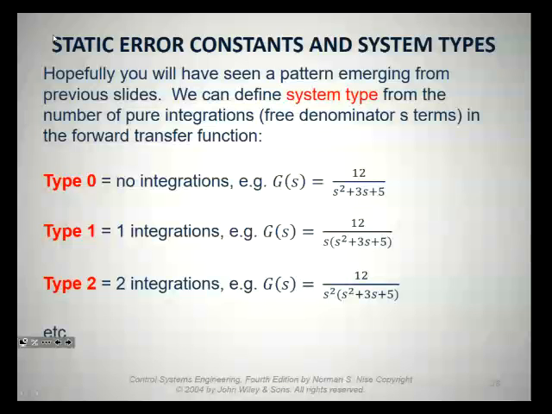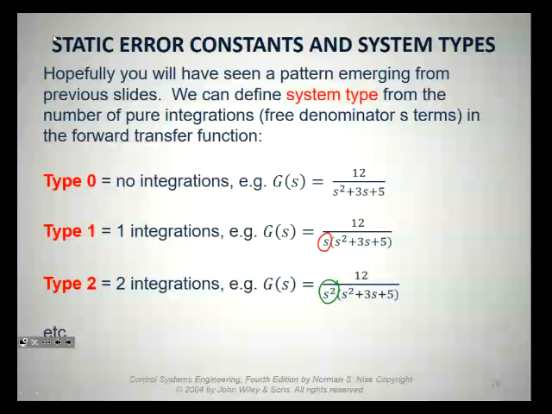Now that's not the power of S's. It's the number of individual S's that are on their own. So for the first system, although you've got this S squared term, this is still a type 0 system because there's no independent S. The S is part of the whole equation, yeah? So that's a type 0. This is a type 1 because it's got this S term here by itself, which essentially represents an integrator. And this is a type 2 because it's got this S squared term by itself.